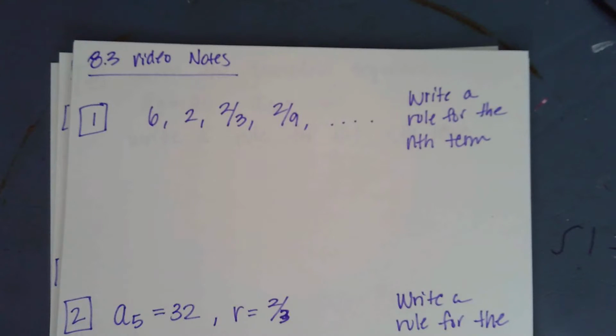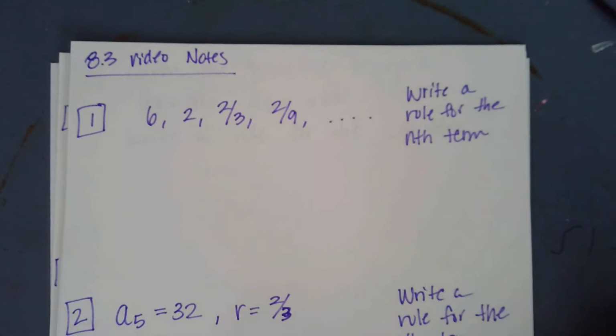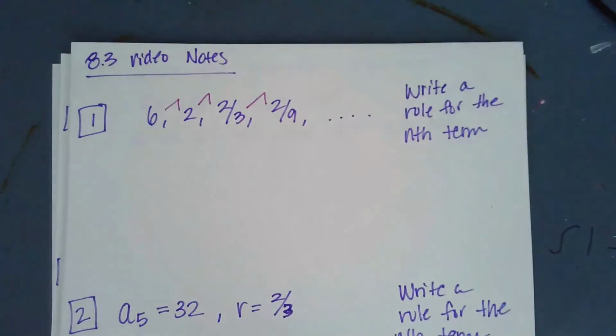geometric sequences and series. So like arithmetic, what you're going to be asked to do is to write a rule for the nth term. And again, what that means is just writing the rule to represent how to get to every term in the sequence. So the first thing you want to do is figure out what your common ratio is, kind of like figuring out your common difference, right?